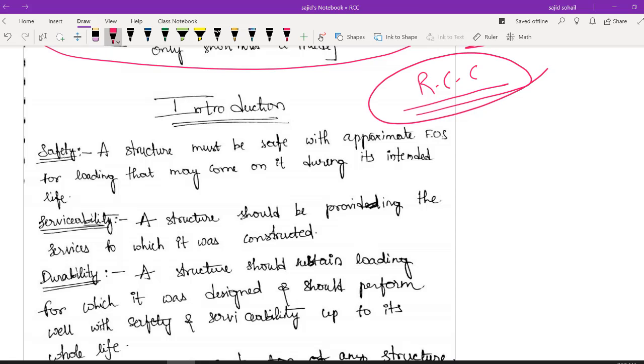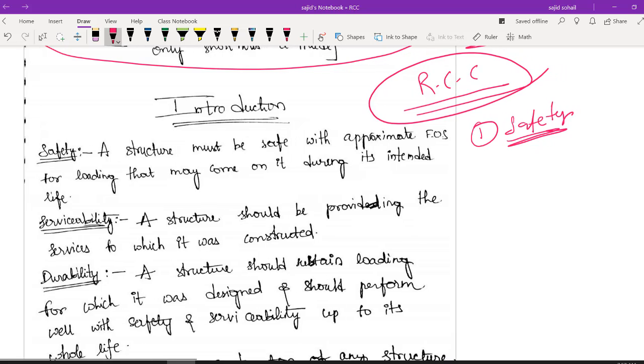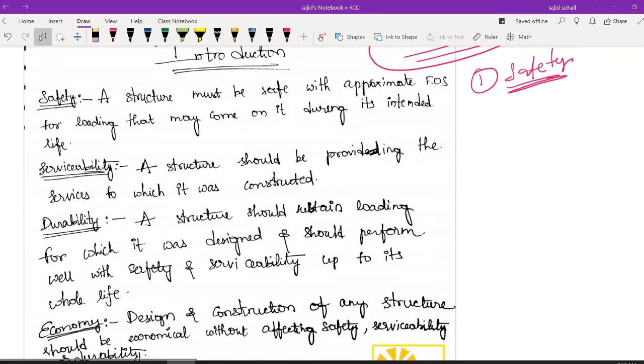Let us start with the introduction. Whenever you are designing some RCC structure, you have to keep a few things in your mind. What is the first thing? The first thing is safety. Second thing, obviously, serviceability. What is serviceability? The building you are designing should be constructed in such a way that it provides the services for whatever purpose that building is constructed.